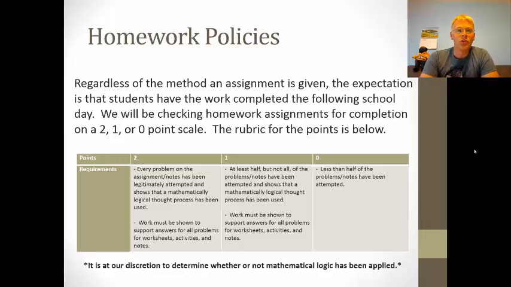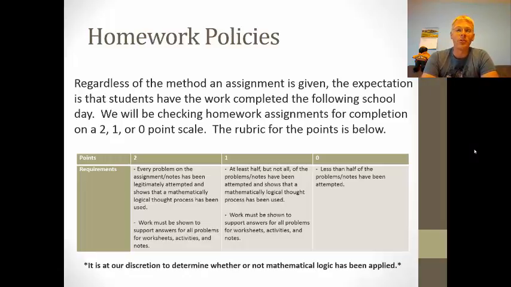So let's talk about grading homework assignments. Homework assignments will be a 2, a 1, or a 0. Essentially, 2 means you completed, you attempted, I should say, every problem and put legitimate effort and showed your work. That gets you full credit. 1 means you attempted, with showing work, not every problem, but more than half. So you're in the 75% range, 60% range, whatever. More than half or more, and you'll get a 1 out of 2.